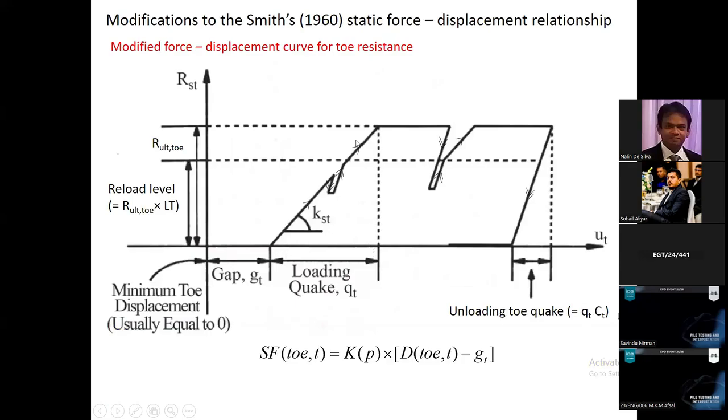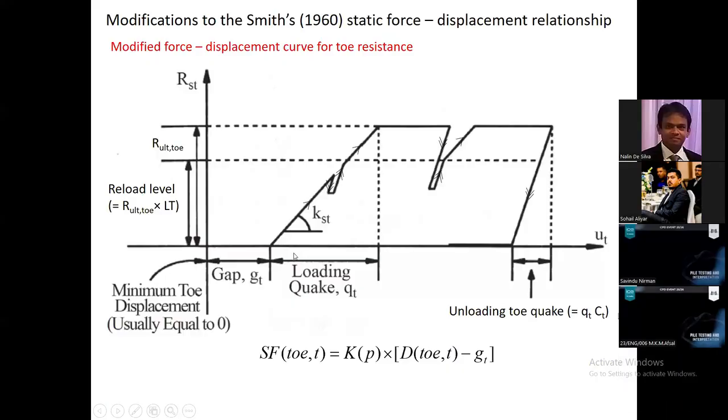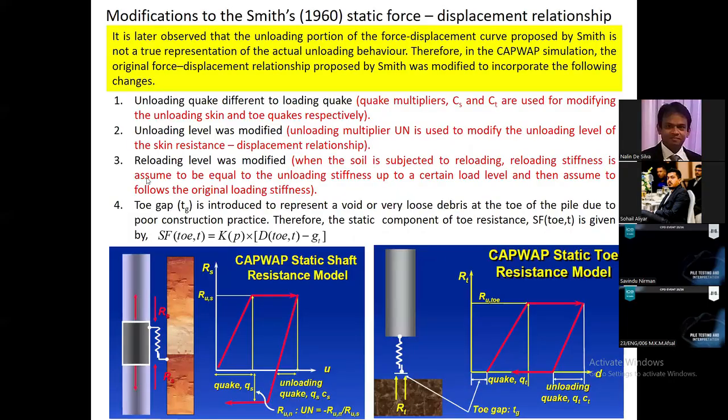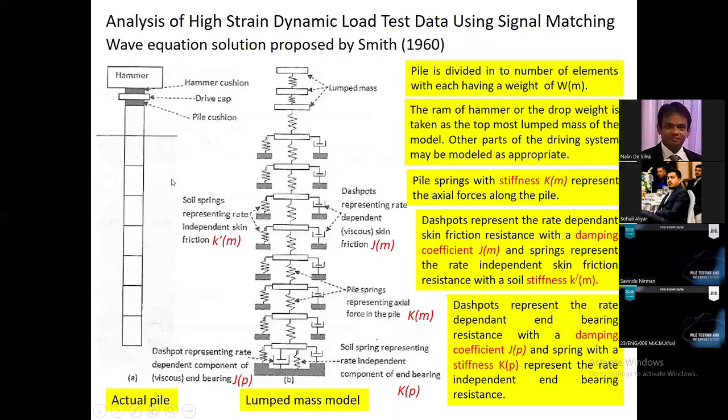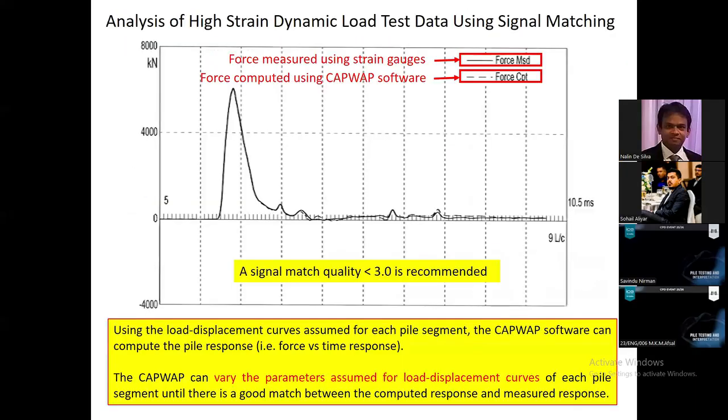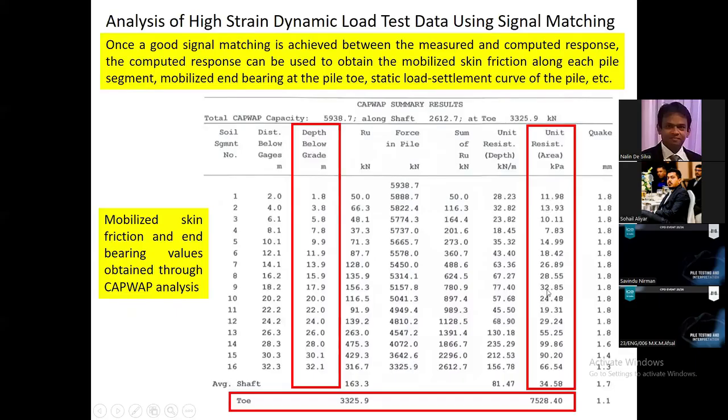What is the ultimate skin friction? What is the quake? Everything for each segment. There are a large number of segments. For each segment, after the perfect match is obtained, you know what the ultimate skin friction is, what the skin quake is, likewise. All the details are known. So from that, we can obtain the mobilized skin friction values.